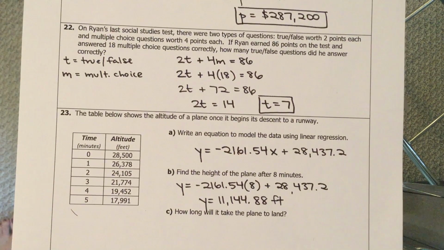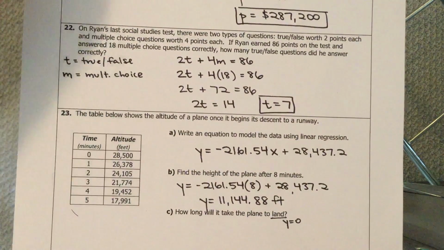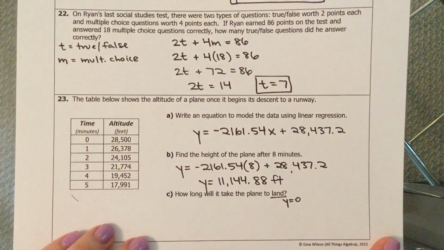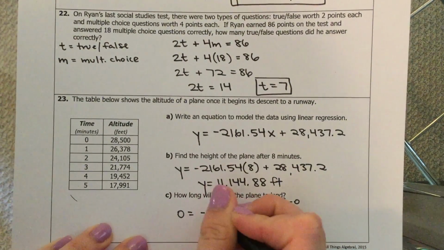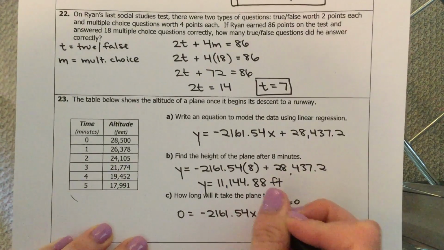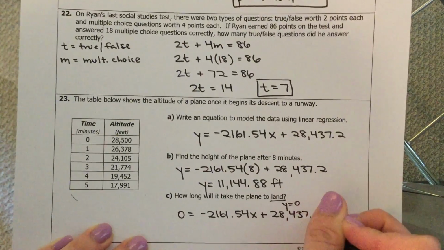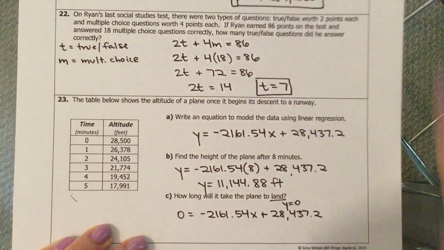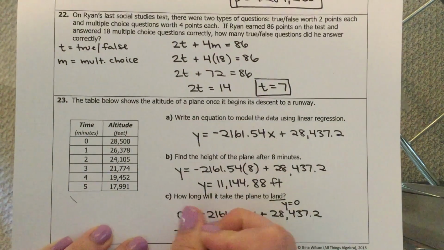How long will it take the plane to land? So landing means an altitude of 0, like it has reached the ground. So what this means, landing means that y is equal to 0. So this time we're going to replace the y with 0, and then we'll be able to solve for x. So 0 equals negative 2161.54x. So we're going to be solving for x, plus 28,437.2. So to get that x by itself, we're going to start by subtracting this over to the left-hand side.